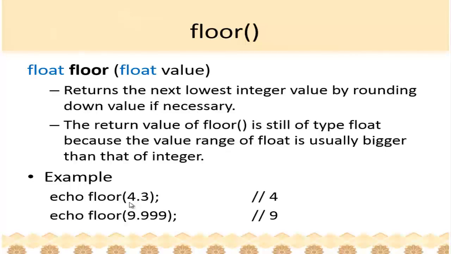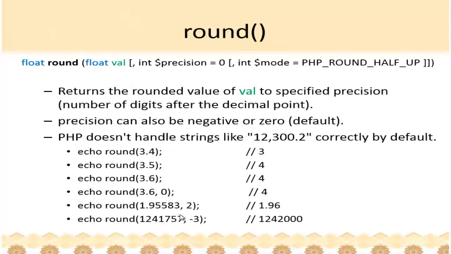What floor does is exactly the opposite. Anything dot something, floor it means take it down to the previous integer value. 4.3, bring it down, is 4. 9.99, very close to 10, bring it down to 9. So floor it to the lower value. The next one is round, which you are already familiar with.